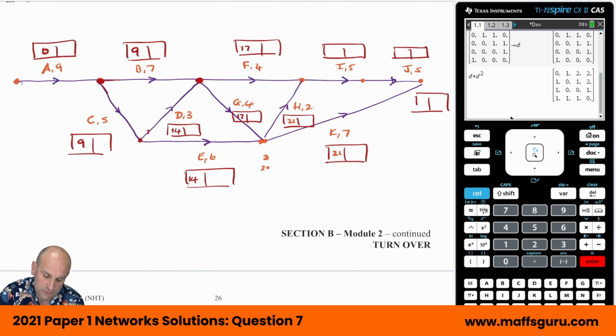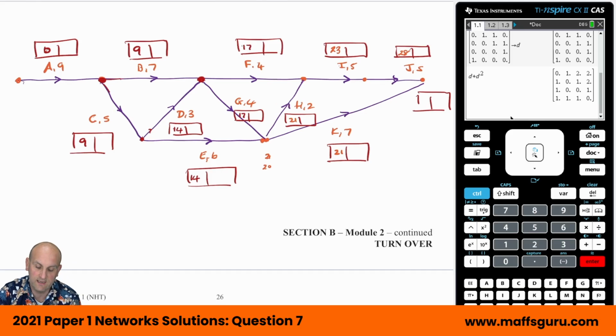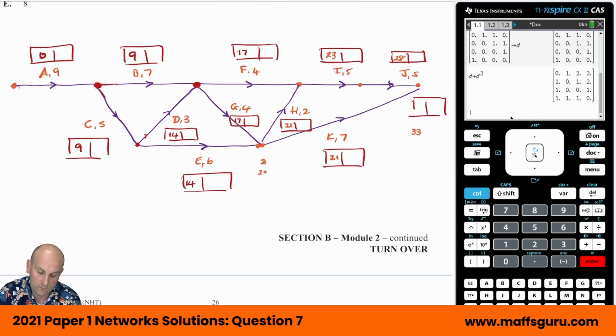21 plus 2 gives me 23, so it has to be 23. That gets me to there. 23 plus the 5 gives me 28. Yep. And 28 plus the 5 gives me 28, 29, 30, 31, 32, 33. So there is a choice of 33 there because it's coming in. But also I've got the 21 plus the 7, which gives me 28. So I would have to have 33 there.